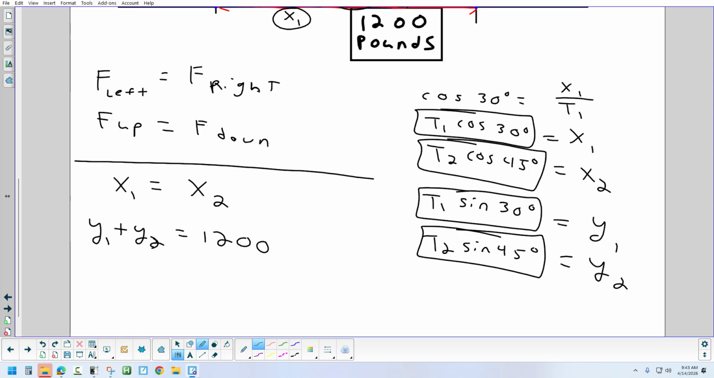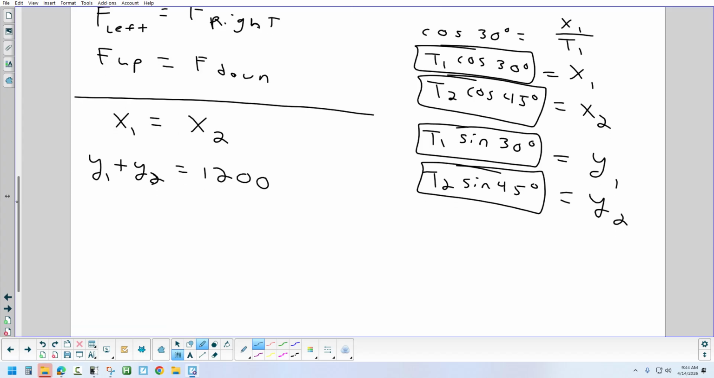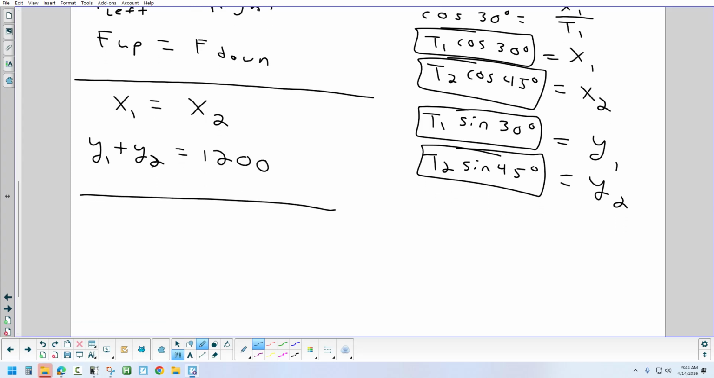We've got to substitute in everything we have for x1 and x2. So let's do that. We have T1 cosine 30 equals T2 cosine 45. And we're trying to solve for the tension in cables 1 and 2. The problem with that is there's two variables in the same equation, so we can't get an answer from that. But that's okay because we have a second equation. So we have two variables, two equations, we're just solving a system.